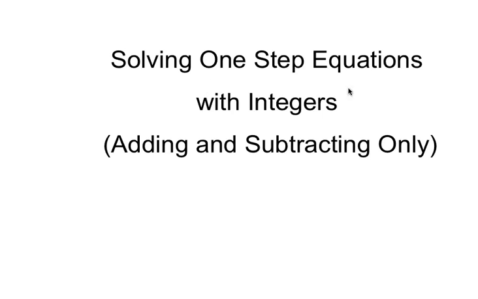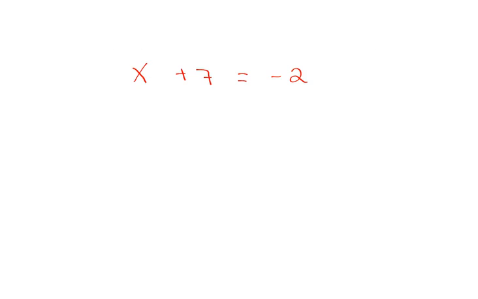Alright, so today we're going to be solving one-step equations with integers, but we're only going to be focusing on adding and subtracting only. Alright, first question, x plus 7 equals negative 2. Alright, so let's get the mechanics behind this. My goal is to isolate the x. I want to get x by itself and get a final piece that says x equals something.